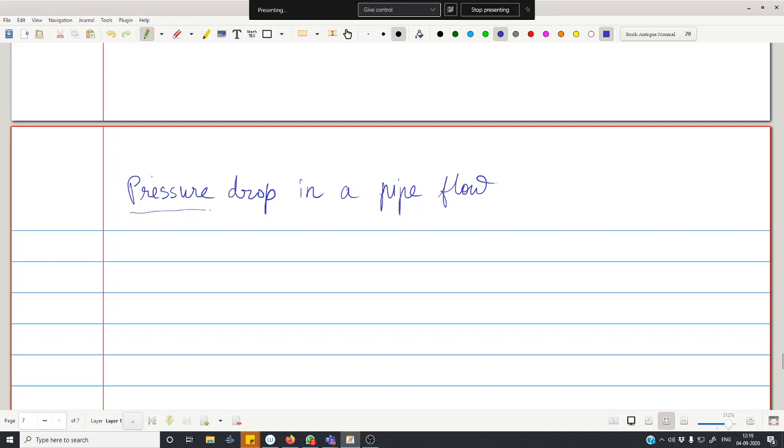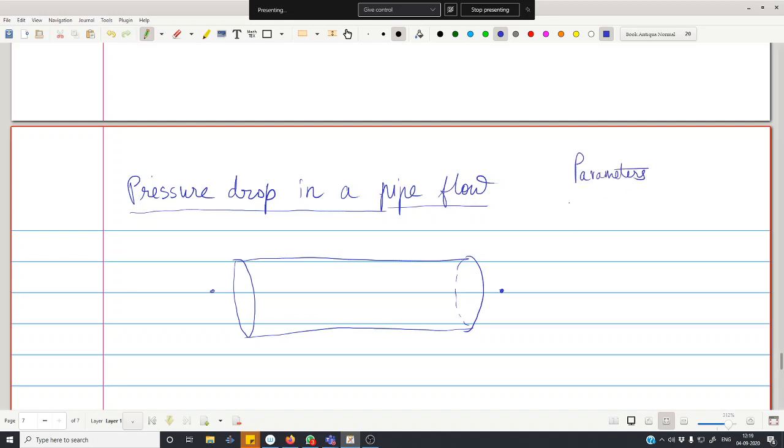So let us consider the scenario in which we have pressure drop in a pipe flow. Let us draw the schematic of this. Obviously in a pipe flow we have to draw the pipe, right? Across the pipe we have a certain loss in pressure. So the parameter list, let us write it over here. Delta P is the pressure loss.